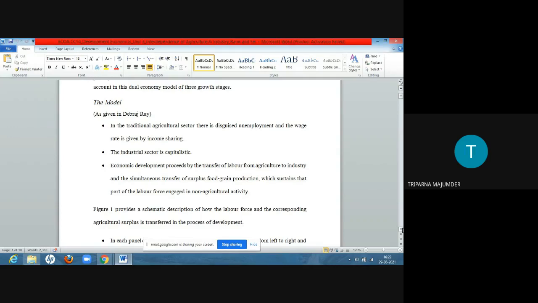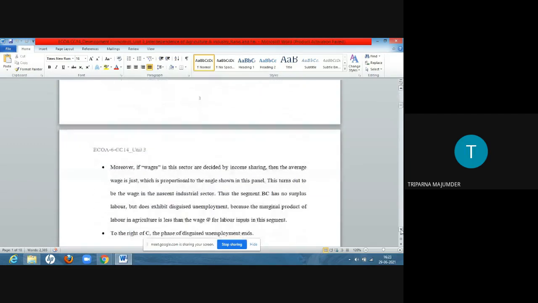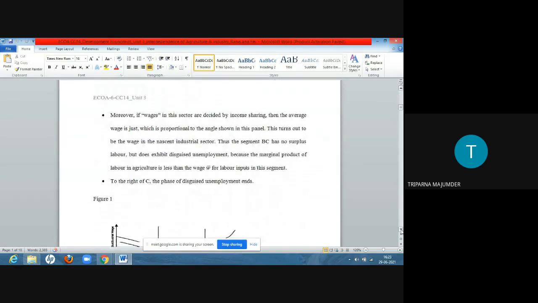As usual, the industrial sector is assumed to be a capitalistic sector. Economic development proceeds by transfer of labor from agriculture to industry and the simultaneous transfer of surplus food grain production, which sustains that part of the labor force engaged in non-agricultural activity. Now we go to the diagrammatic presentation straight away.